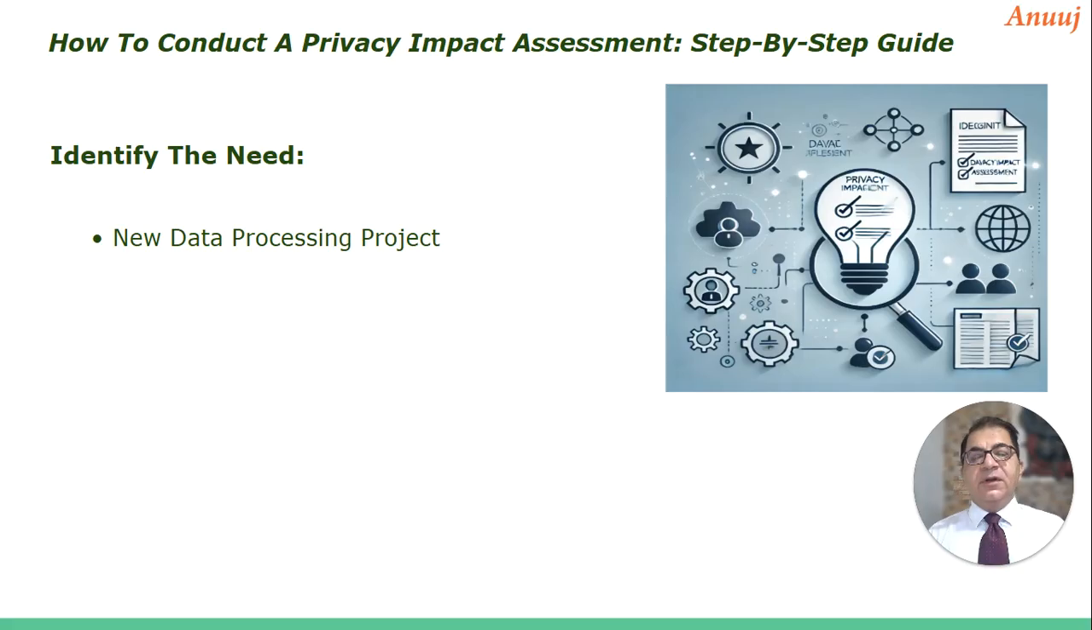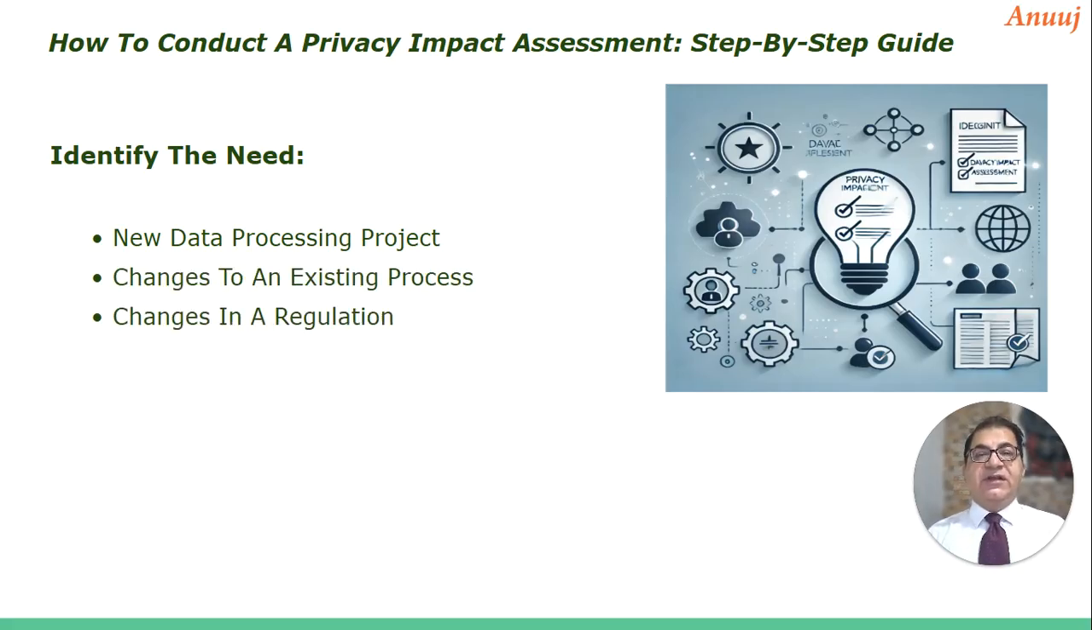How would that happen? You are starting a new process, you are changing an existing process, there's a change in regulation. If there's a change in regulation, you need to do a PIA. The end result could be that there's no need to change any processing activity as the change in regulation does not directly impact anything. But at least you need to assess and see if there is any issue.